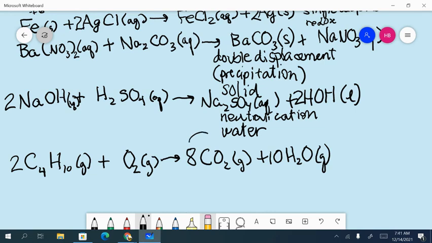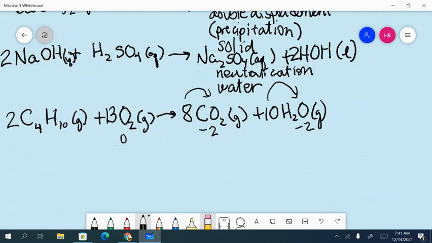Now I've got 8 times 2, 16, plus 10 for 26, 13. So let's check. Remember, combustion reactions are always redox because oxygen's by itself on one side. Carbon and oxygen are the ones that are involved in the redox reaction. So this is a combustion reaction.